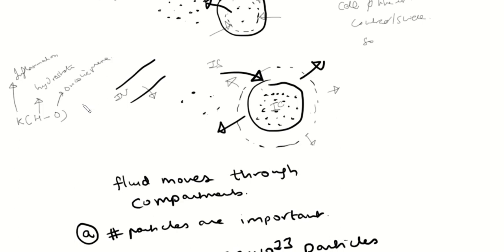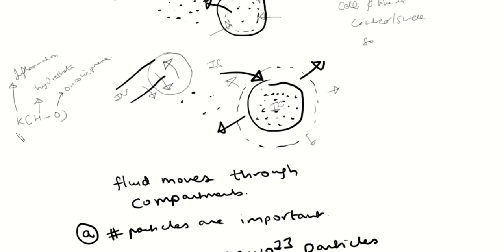Very simply put, hydrostatic pressure is what pushes the fluid out. Oncotic pressure is proteins and other things in the blood that pull the plasma, the fluid, back in again. So the net total of the fluid that gets pushed out is hydrostatic minus oncotic pressure. What's pushed out and what's pulled in.